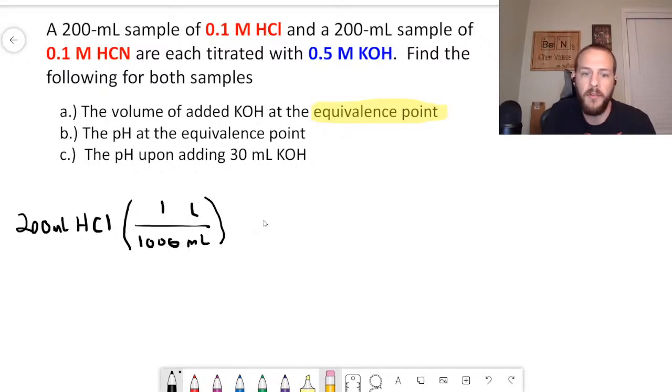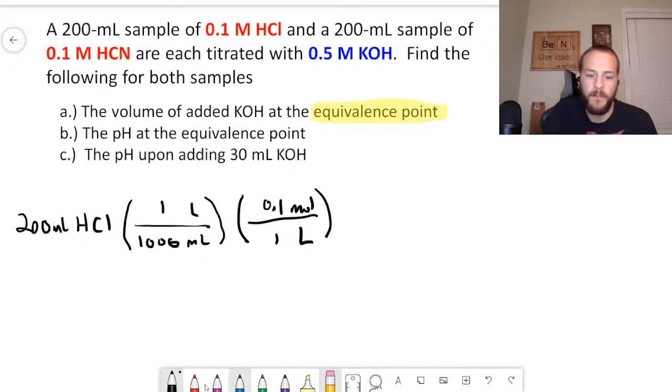So now that we have it in liters, we can use the molarity to convert to the amount in moles. It's 0.1 molar, which means it's 0.1 moles for every 1 liter. Make sure our units cancel. Milliliters cancels with milliliters. Liters cancels with liters. And we are left with moles, which is what we want. We're trying to convert to moles.